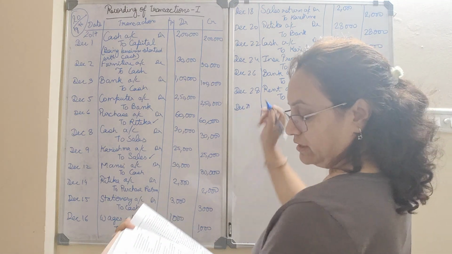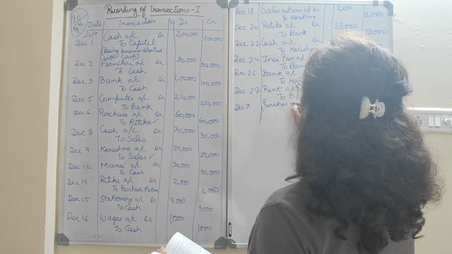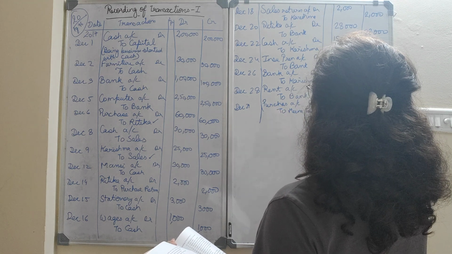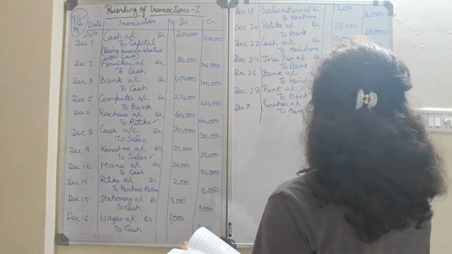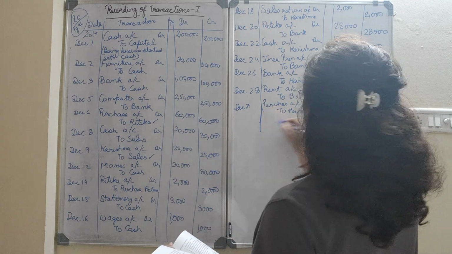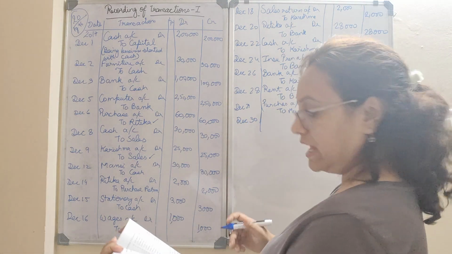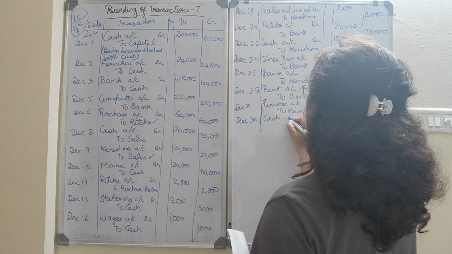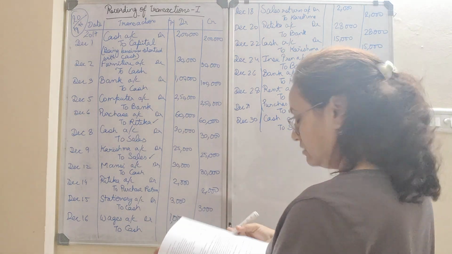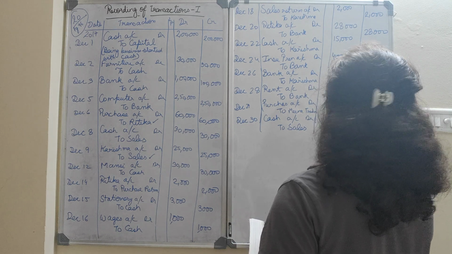December 29. Purchase goods on credit from Meena Traders. So purchase account debit to Meena Traders. Okay. It is 20,000. Now the last entry of the question we will quickly finish. It's December 30. Cash sales. So cash sales means cash account debit to sales. Amount is 14,000. I hope you all are getting the golden rules which I am using in each entry.